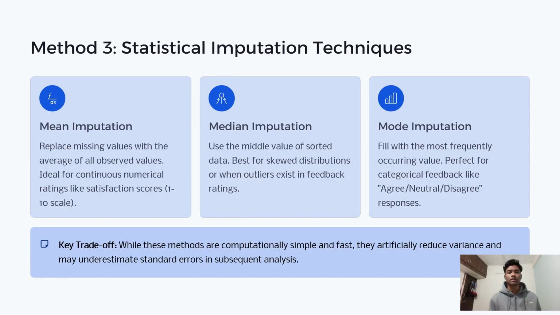Statistical imputation. This method fills missing values using simple statistical techniques. Mean for numerical ratings, median when data is skewed, mode for categorical feedback. These methods are fast and easy, however, they reduce the natural variability in the data and make the data set look more perfect than it actually is.